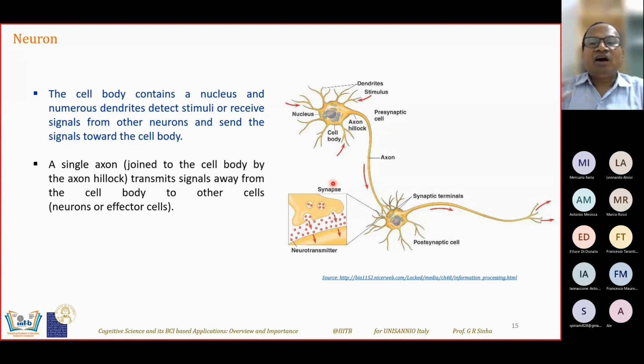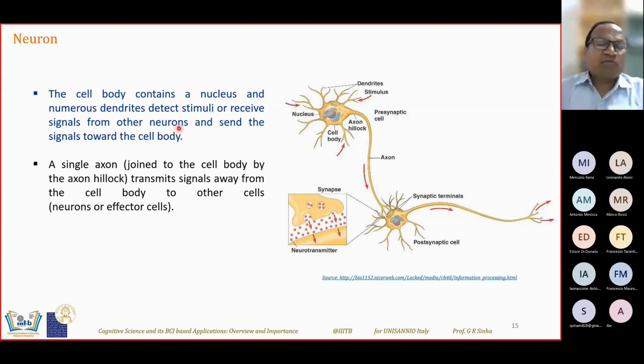And ultimately, how does a neuron respond and interact with other neurons? This is how the brain signal is generated. The cell body contains the nucleus, and dendrites detect. Look here, what is the role of dendrites? Dendrites detect stimuli. So connection is done by the axon, not the dendrite. I'm sorry. Dendrites are used to detect stimuli. Stimuli means when I'm listening to something, when I'm watching something, that small signal is detected by the dendrite, or receives the signal from other neurons.